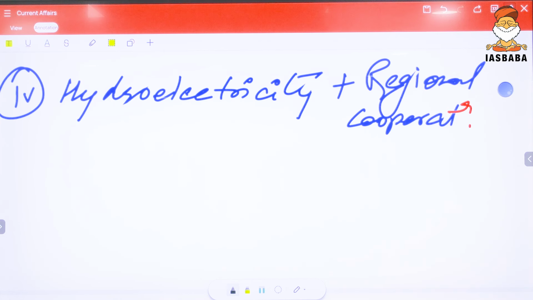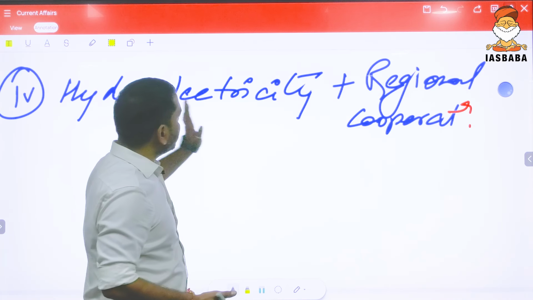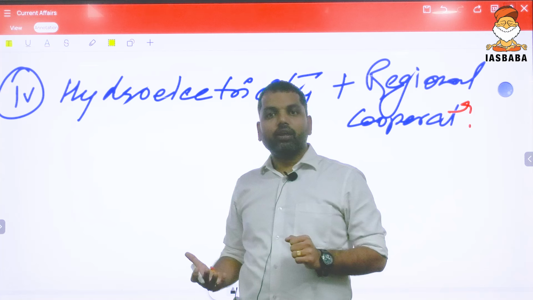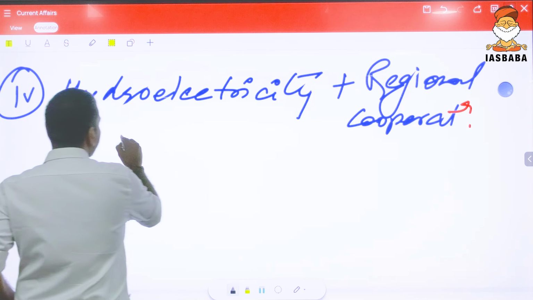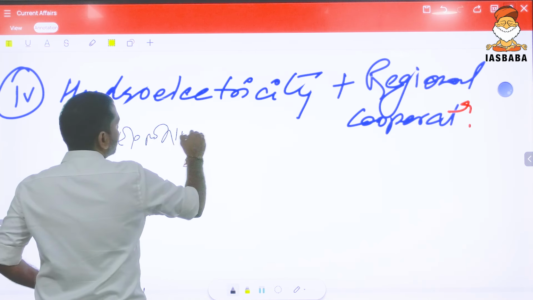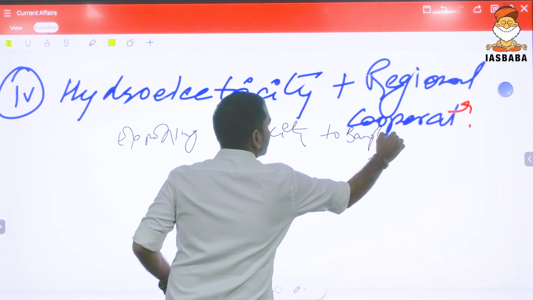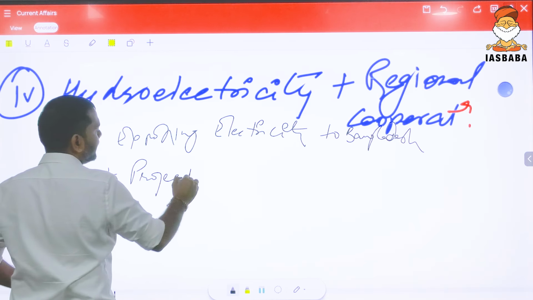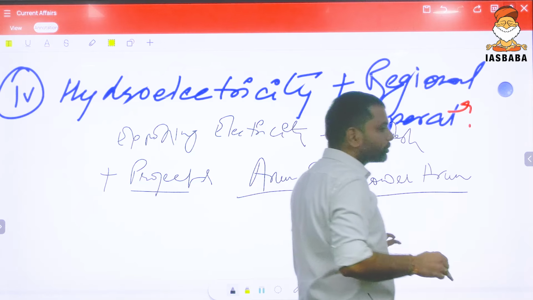Nepal has been exporting hydroelectricity to Bangladesh, and we have some serious projects in Nepal, like Arun 3, Lower Arun, Phuket. All those projects are already running in Nepal, right? So exporting electricity to Bangladesh, plus projects with Indian help like Arun 3, Lower Arun, etc. These are also running, right?